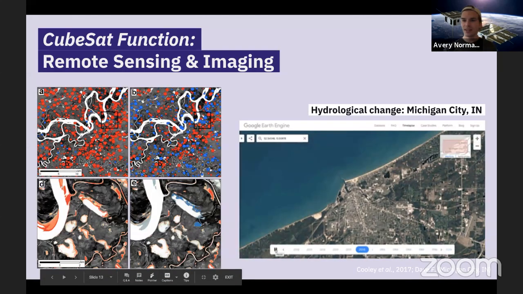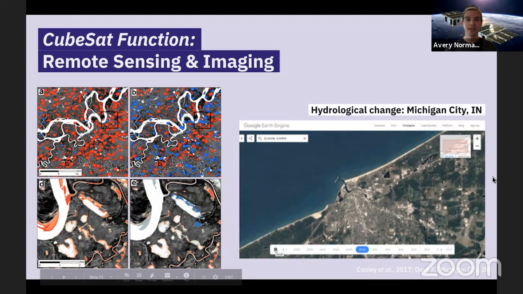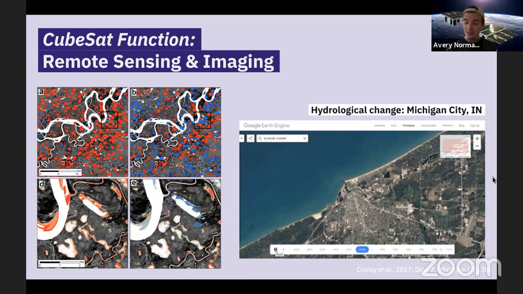So I wanted to highlight a couple of the functions of CubeSats, and I was able to use some of the images that you contributed in the forum, so thank you very much for that. And the first is remote sensing and imaging. Remote sensing is basically just, it's in the name, sensing something from very, very far away, in this case, space.